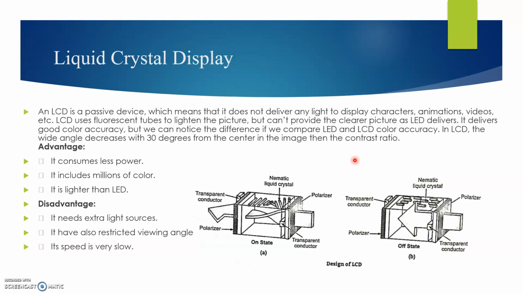Liquid crystal material is filled in between two glass plates. You can see in a diagram. One glass plate has horizontal transparent conductors built into the same glass plate, and the other glass plate has a vertical light polarizer and vertical conductors built into it.